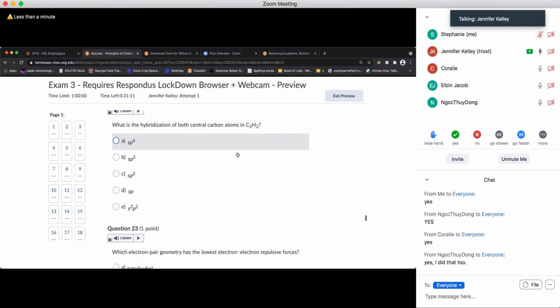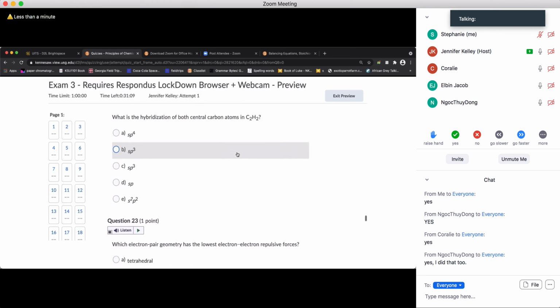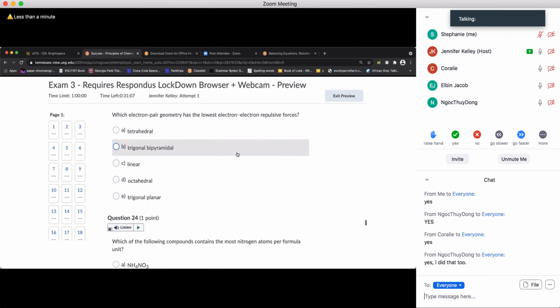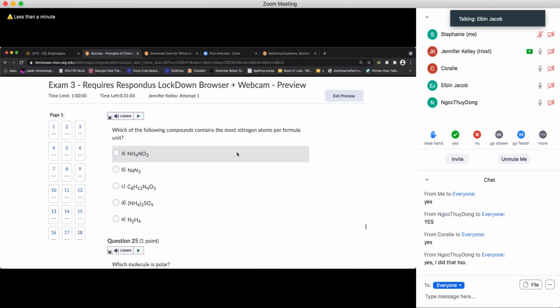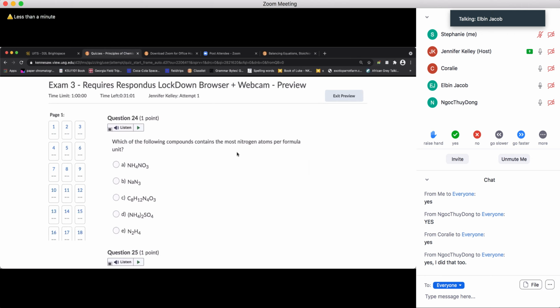And then this one was SP. Okay, what about this one? Wouldn't it be B? Because it's asking for a formula unit. Which of the following compounds contains the most nitrogen atoms per formula unit? So A technically is a formula unit because it's got two polyatomic ions, ammonium and nitrate. That one has two nitrogens though, and B has three.